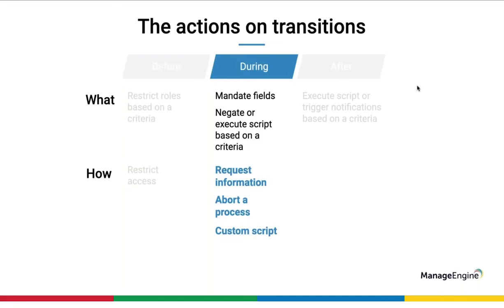During the transition, when I move the request from open to on hold, what should happen? We can set certain fields as mandatory. All right. So if you want to collect information, we can set it as mandatory. Now we are collecting information during status changes, not during the beginning of the request. Instead, during the status stage, we are collecting information. So that is asymmetrical data collection.